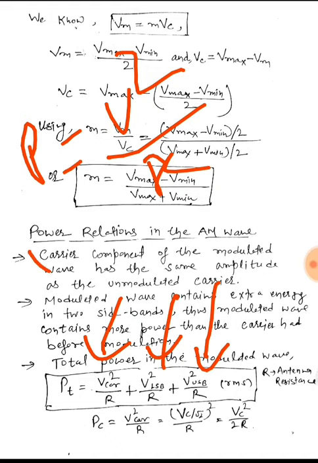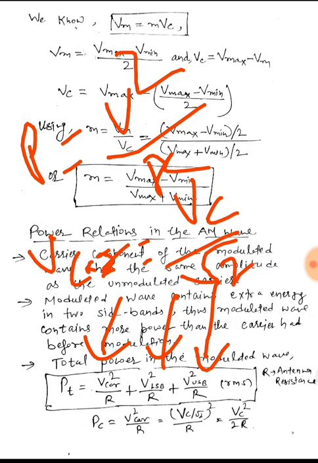So we would use RMS values. So V carrier would become Vc by root 2, as these are the RMS root mean square values. So putting the value Vc by root 2, we get Pc, that is the carrier power, as Vc square by 2R.